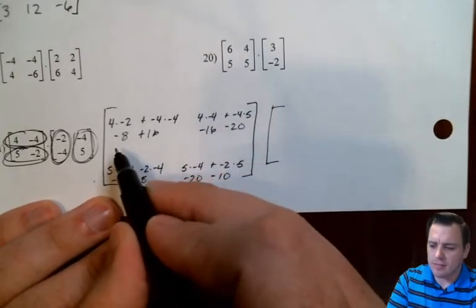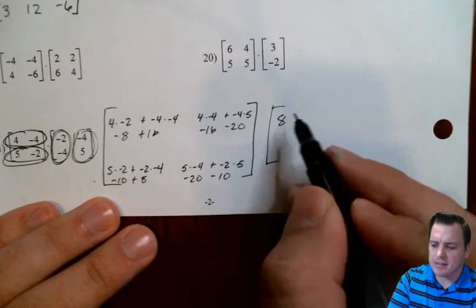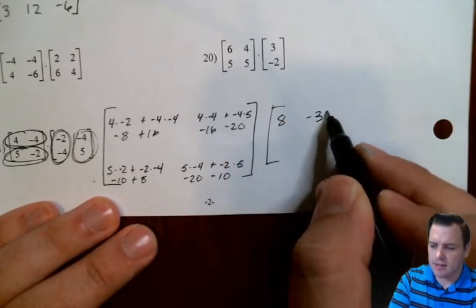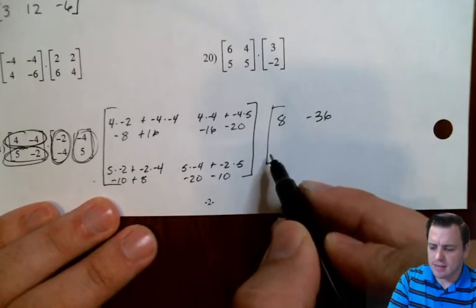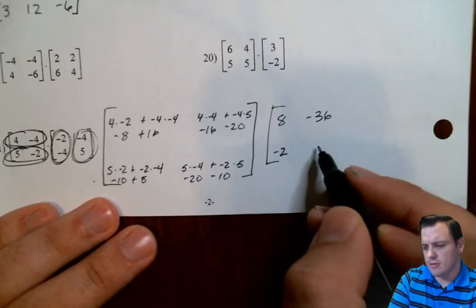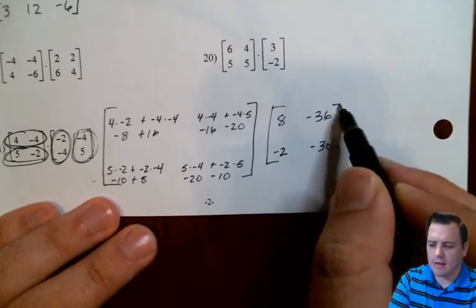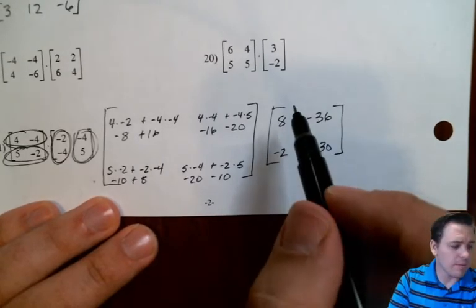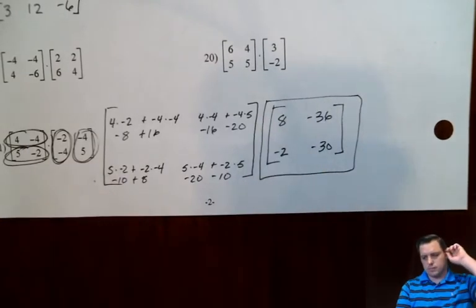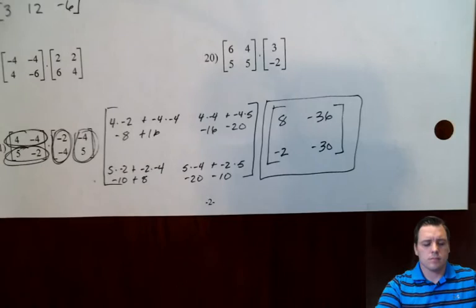We close it up. Negative 8 plus 16 would be positive 8. Negative 16 minus 20 would be negative 36. Negative 10 plus 8 would be negative 2. And negative 20 minus 10 would be negative 30. And that would be my final answer. How do we feel about that? Give me a thumbs up.